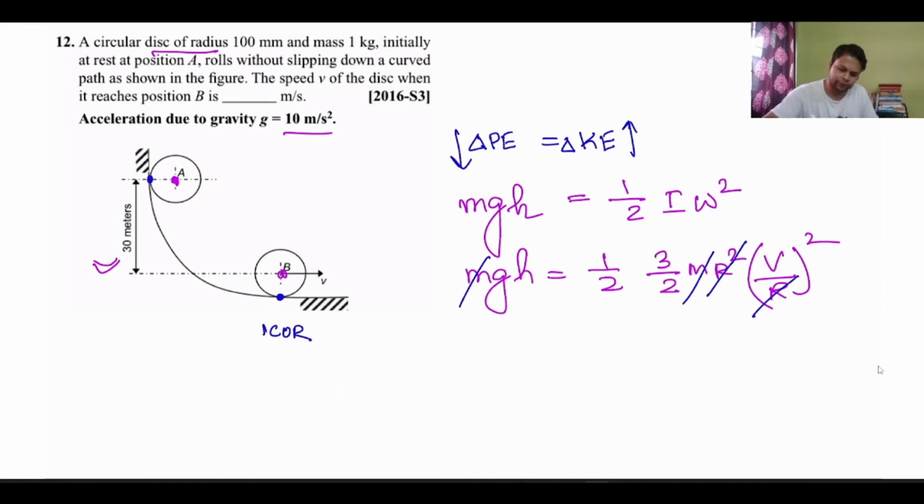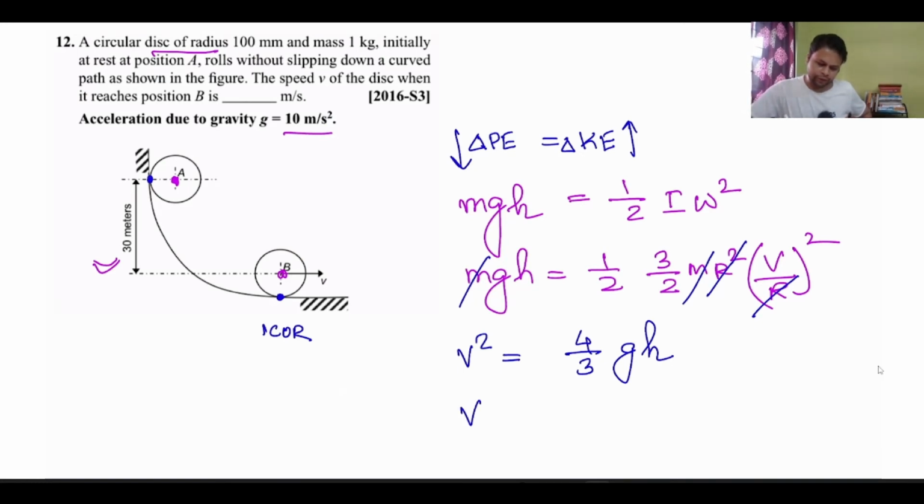So from this, I'll get the value of V square is equal to 4 GH by 3. I hope I'm right. V square is equal to 4 GH by 3.